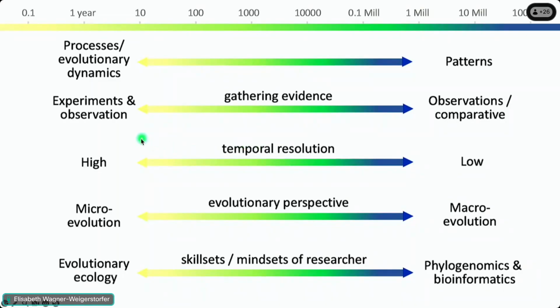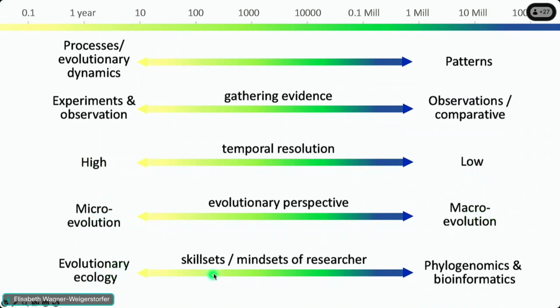So here we have the time axis on the top, and here we have a number of different features. So for example, when you look at the left side, what you basically do is you look at the process, you look at the evolutionary dynamics, while if you go on the other side, you're looking at patterns. Here on the left side, you do experiments, you do observations. On the other side, you gather evidence by observations or by comparative analysis, comparing species or comparing genomes from different species. The temporal resolution obviously is very high here. You can go down to basically every individual generation of your antagonists, while here we have a very low temporal resolution. You may talk about microevolution on this side or macroevolution on the other side.